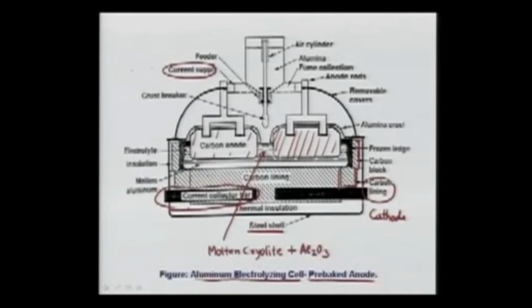So this is for the anode, and this is for the cathode. And this is, as I said, molten cryolite plus Al2O3. We can also call this, or we should really call this, the electrolyte.